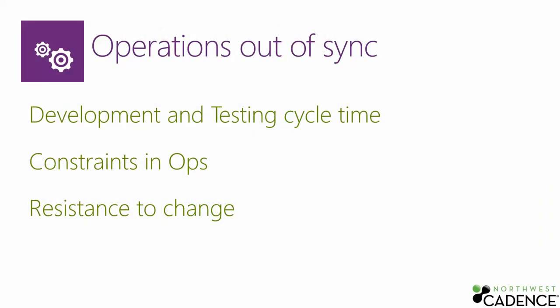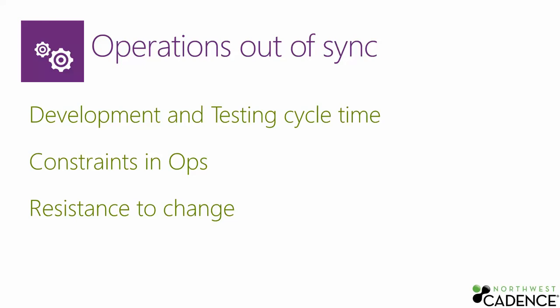So, operations out of sync. What operations out of sync is referring to is the development and testing cycle time. Most of the IT shops that you'll see aren't as fast or as mature as they want to be to keep up with that cycle time of development and testing. This causes constraints in operations to try and keep up with everyone and be in sync with development.